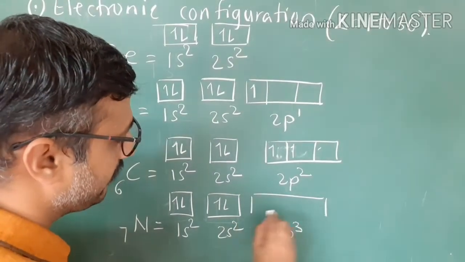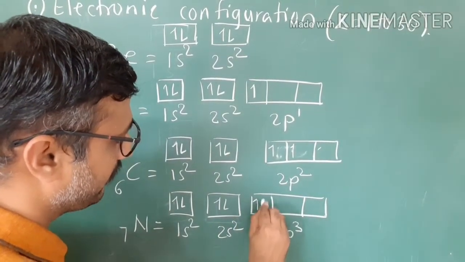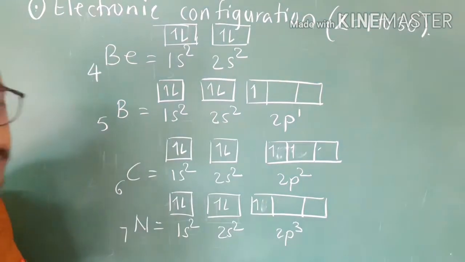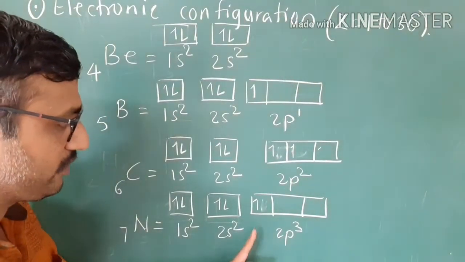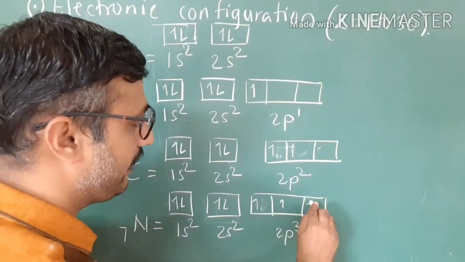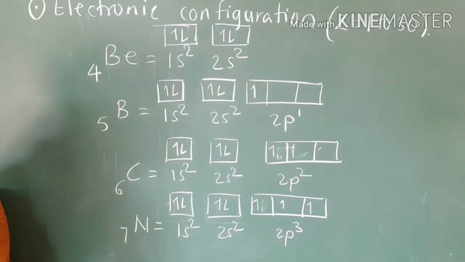2s2, and as I said, the p subshell is made up of 3 orbitals. So how will these 3 electrons be distributed? The first electron goes in the first orbital, the second in the second orbital, and the third in the third orbital. This is about nitrogen.